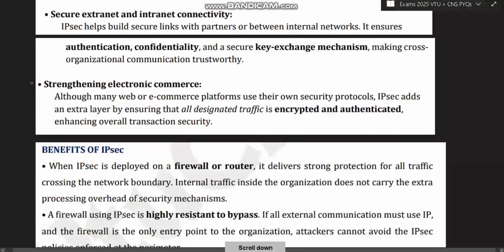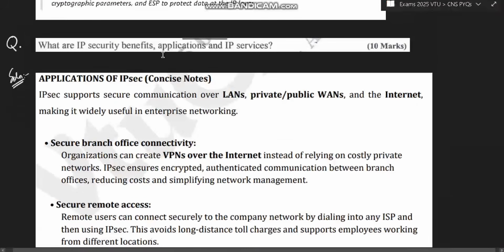Okay, strengthening electronic commerce. Although web or e-commerce platforms may use their own security protocols, IP security adds an extra layer by ensuring all designated traffic is encrypted and authenticated. Okay, so what are these? These are nothing but the applications of IP security.